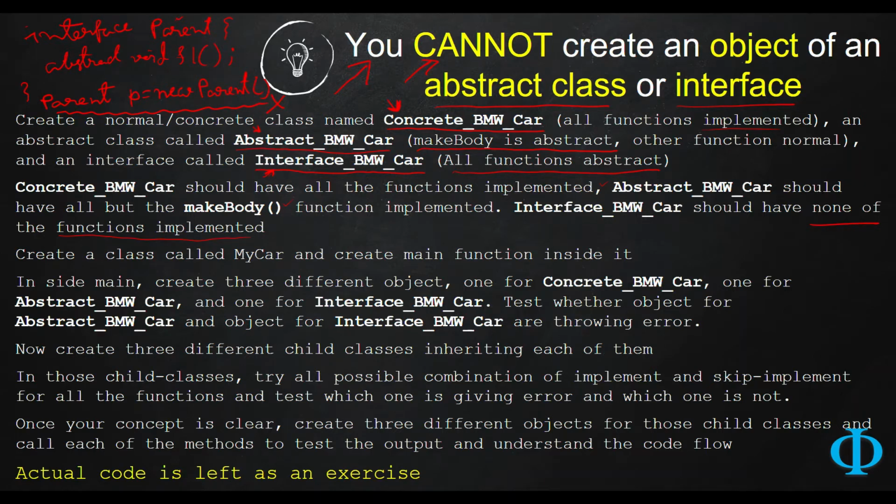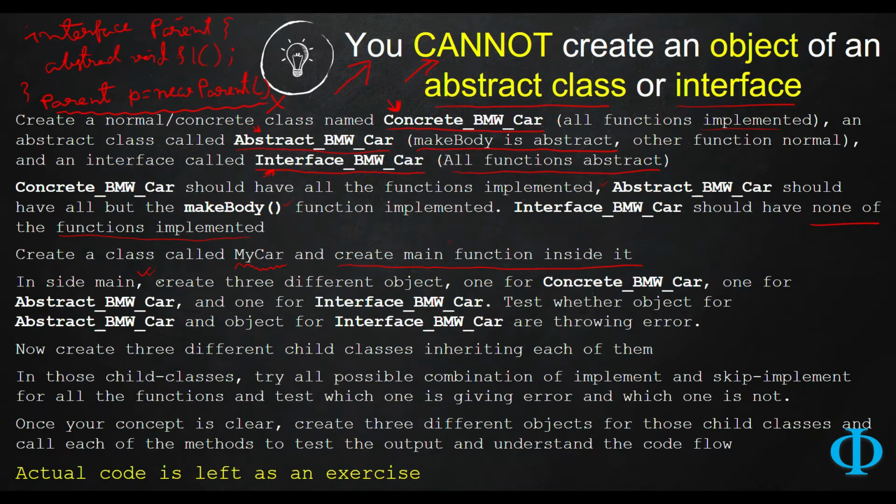Then create a class called my car, and inside this my car create the main function. You can check the other slides on how to create a main function. After that, inside this main, you can test several things. Once you have created all the different classes and the interface and defined all the functions inside them, and after creating the main function, you are ready to test all these things.